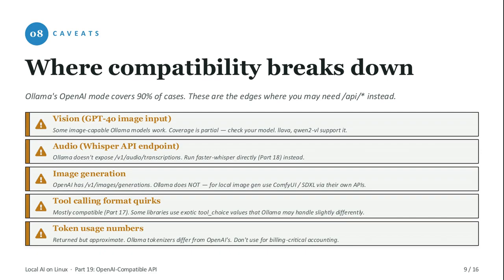Audio transcription isn't exposed at all. For whisper-style work, drop down to faster whisper from part 18. Image generation simply isn't Ollama's job. Reach for ComfyUI or SDXL instead. Tool calling is mostly fine, with occasional quirks around exotic tool choice values, and token counts come back, but they're approximate. Fine for logging, not for billing.